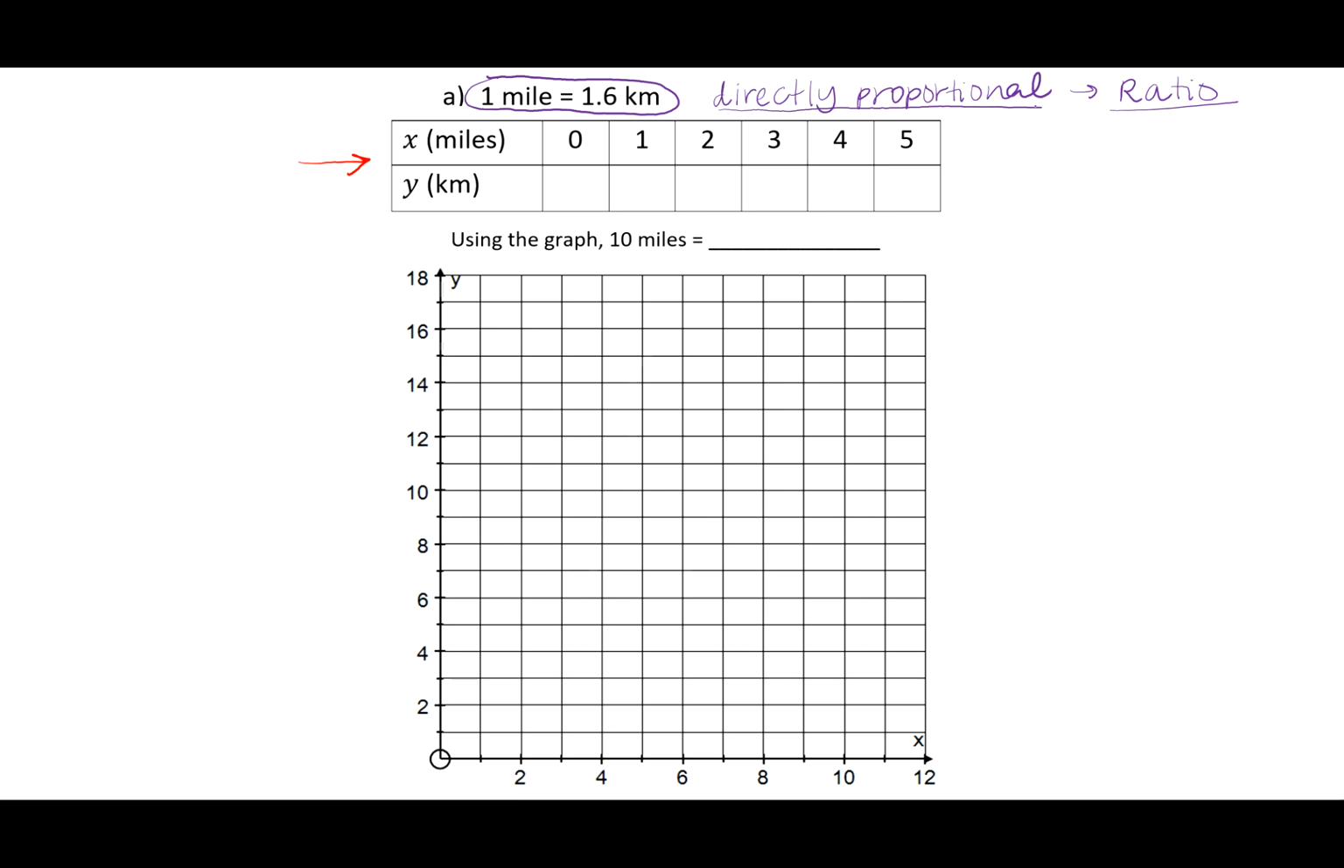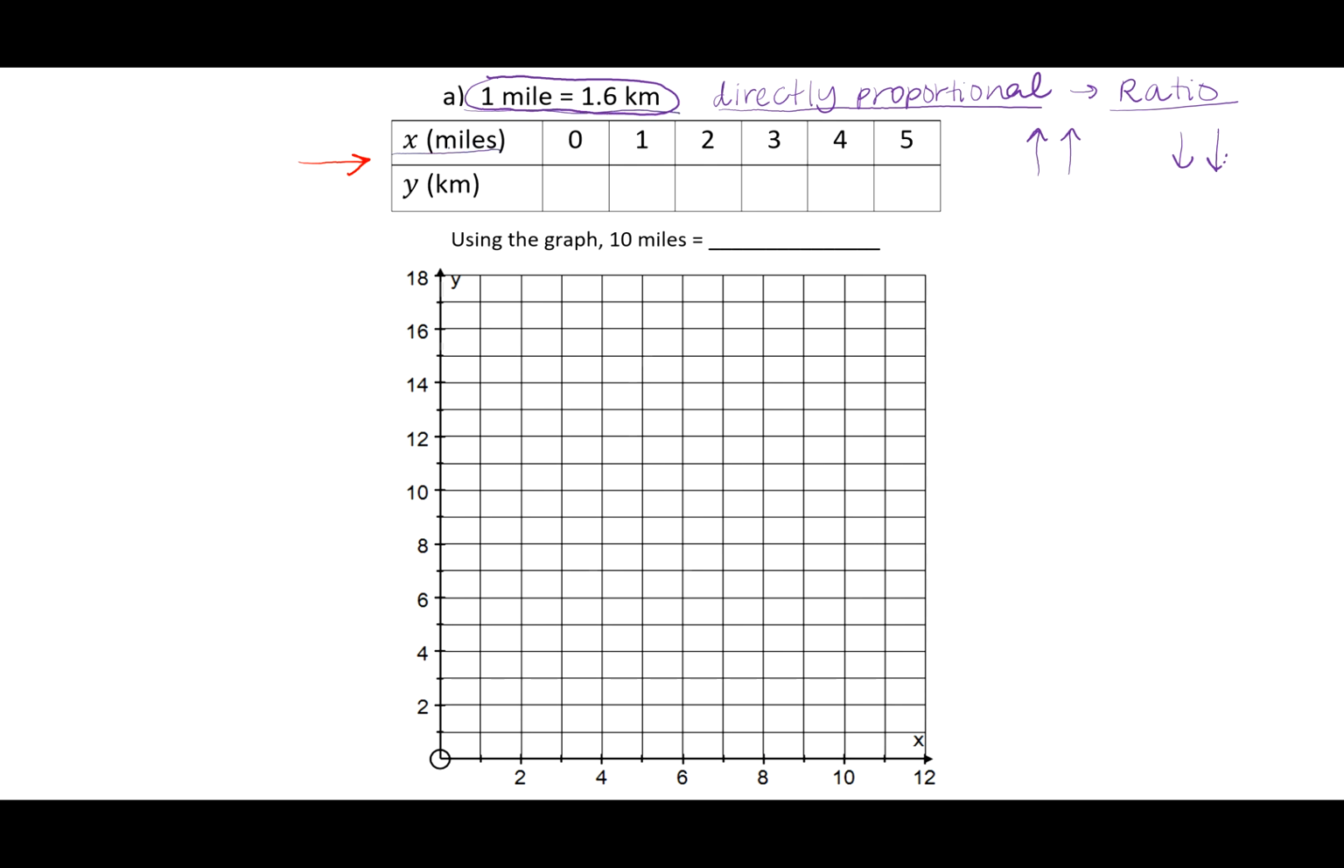The number of miles is directly proportional to the number of kilometers traveled over time. The more miles we travel, the more kilometers we also travel. If we travel fewer miles, we also travel fewer kilometers, directly proportional. So let's talk about how this fits into our table.